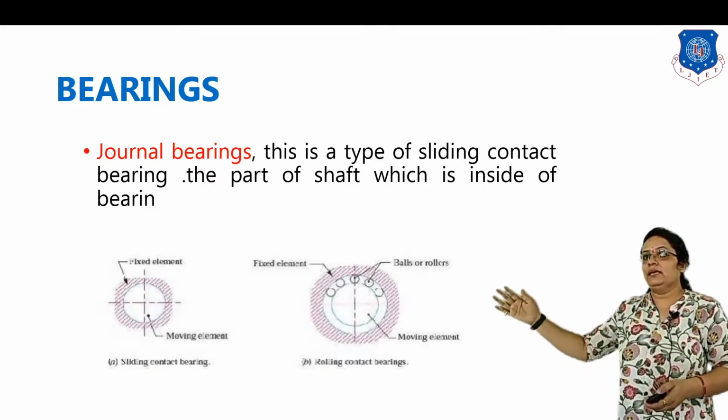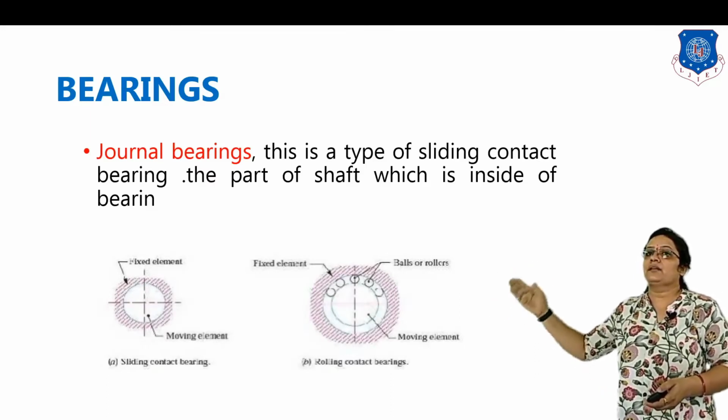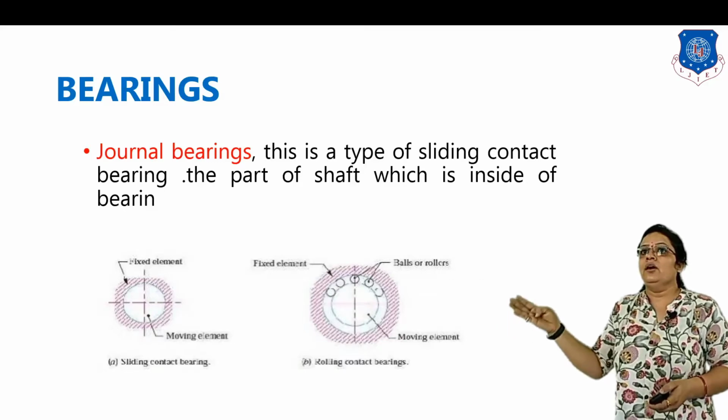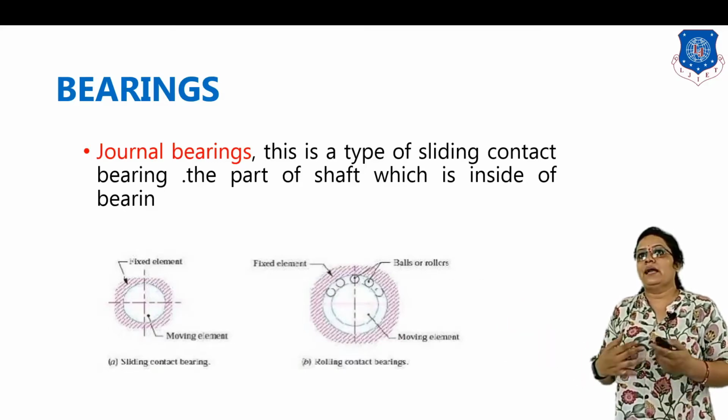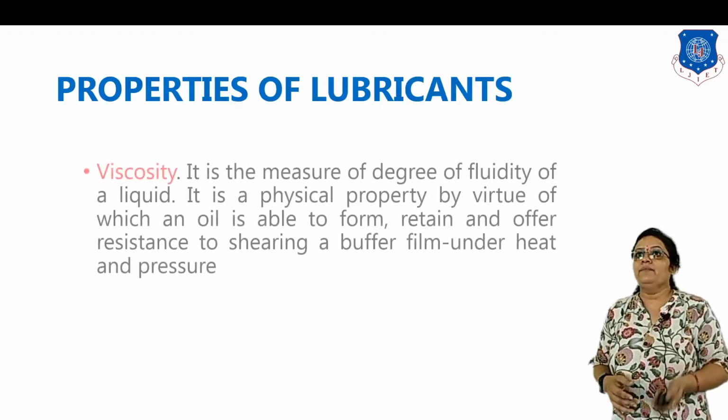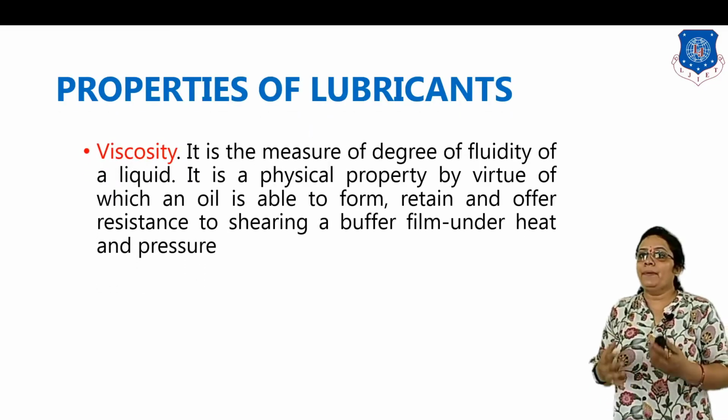You can see here the first diagram indicates the sliding contact bearing and the second one is the rolling contact bearing. In rolling contact bearings we use balls and rollers, which we have already discussed. Next are the basic properties of a lubricant.